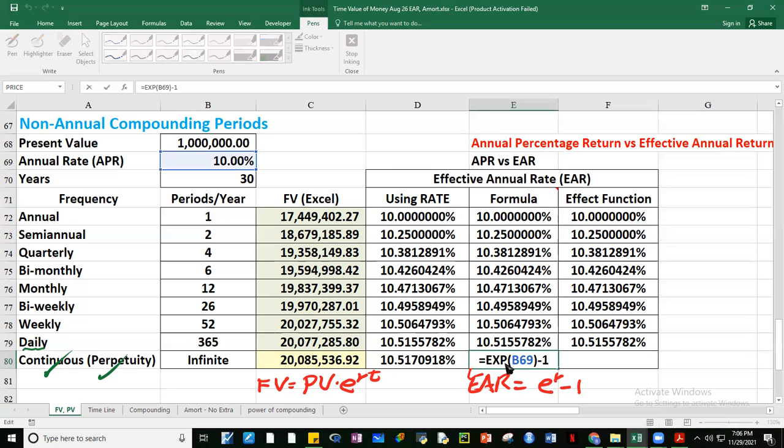Okay, this is e to the r, your r is 10%. And then minus 1. Okay, you see that it's the same. No?